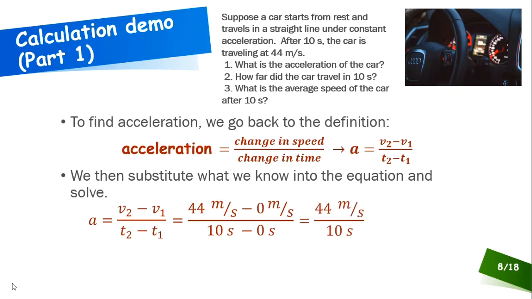So 44 minus 0 is 44. 10 minus 0 is 10. 44 divided by 10 gives us 4.4 meters per second squared. This is the acceleration of the vehicle. What this means is every second, the velocity or speed of the car is increasing by 4.4 meters per second.